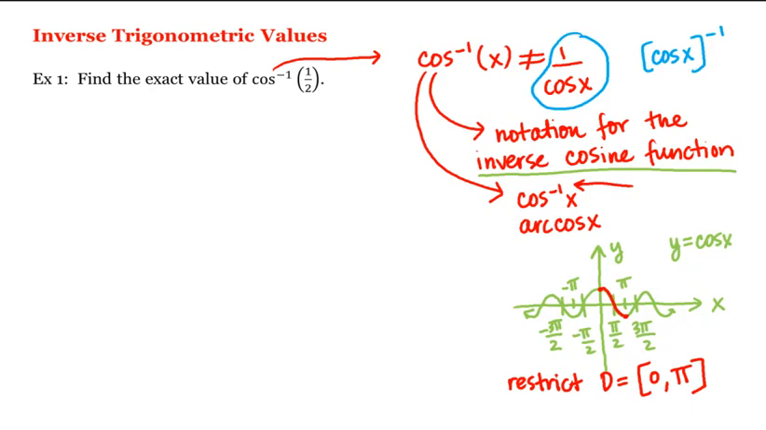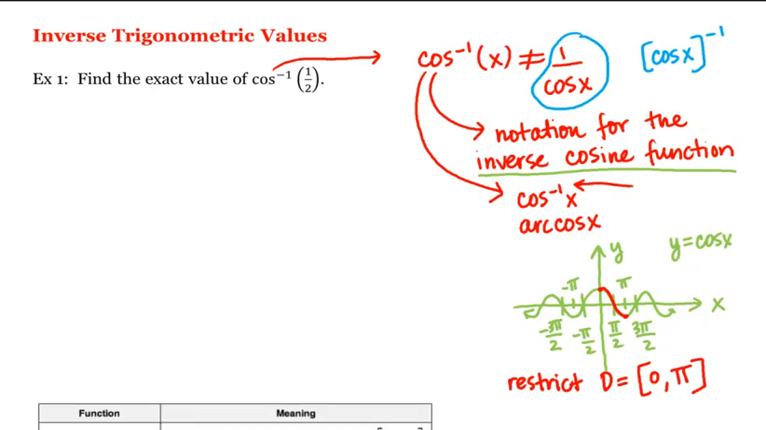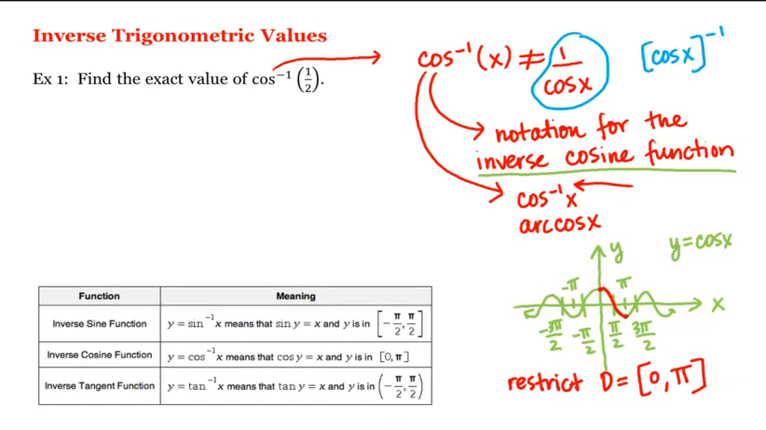And remember that the domain of a function is the range of the inverse. So we have the following definitions. We're working with this middle one here, the inverse cosine function. So y is equal to inverse cosine of x means that cosine of y is equal to x. And moreover, y is in this interval. This is the restricted domain of our cosine function, which is the range of our inverse function.